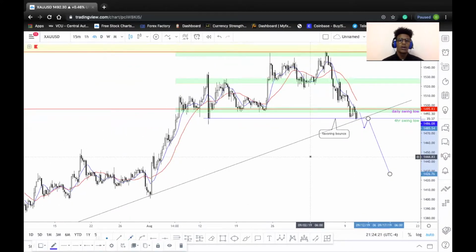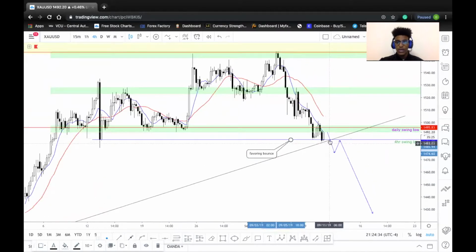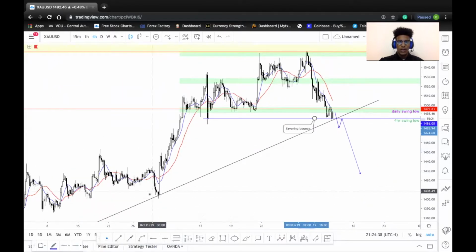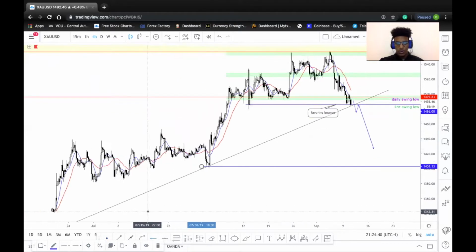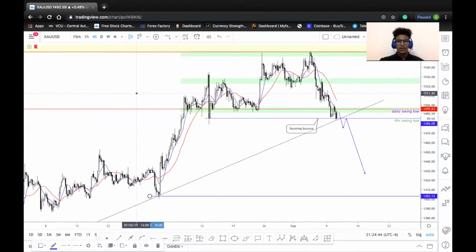Again, we don't want to commit to one trade. It is suicide. We always have our options open. That way, if one doesn't happen, we're not frozen like deer in headlights. Again, if we do manage to break below this 4-hour swing low, I'm seeing gold come down to at least 1403 and potentially even lower.